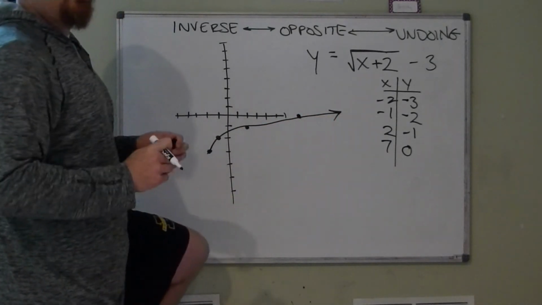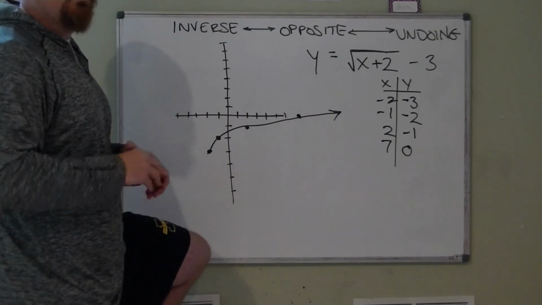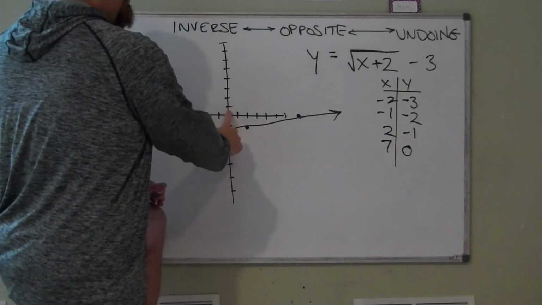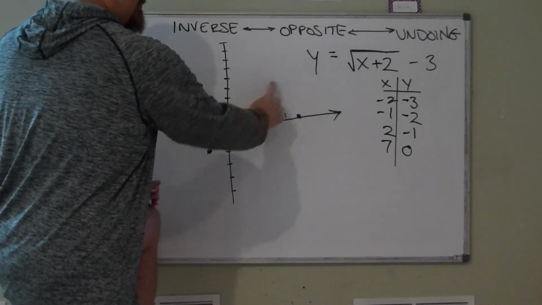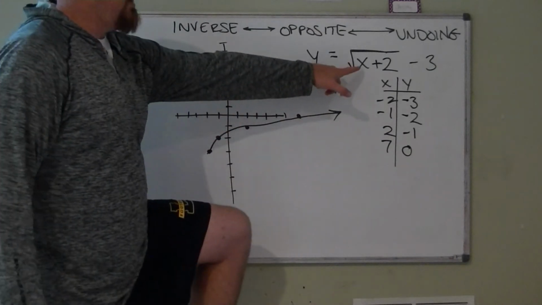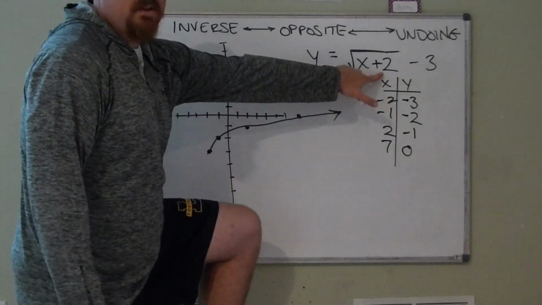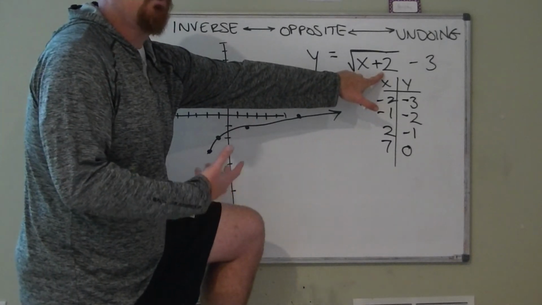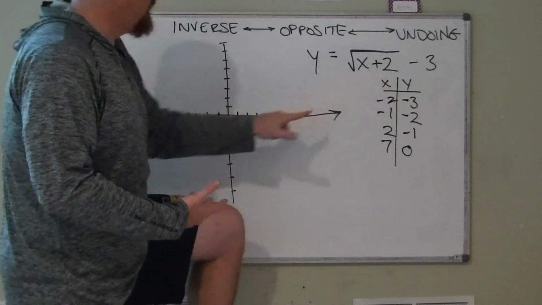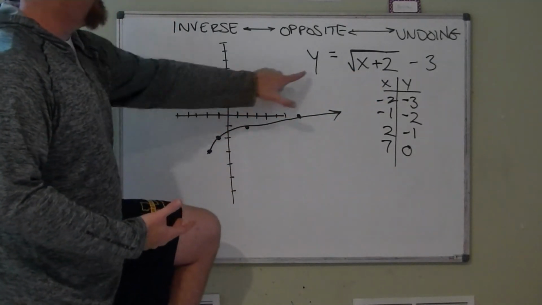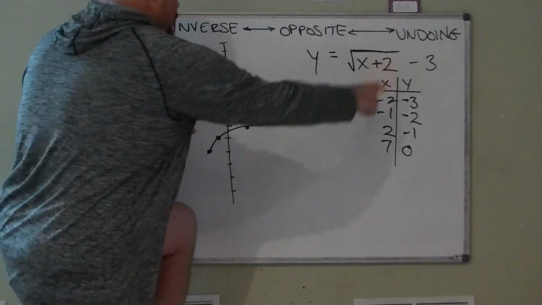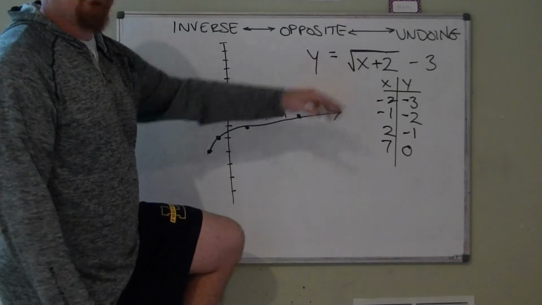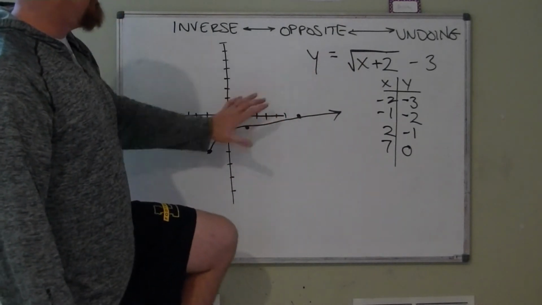I hope that makes sense based on what we remember about transformations. The basic radical function starts at the origin and climbs like this. This radical function has been shifted to the left. Remember, whatever happens inside the function, we do the opposite, and we do it horizontally. So we're moving 2 units to the left, and we're moving the initial point 3 units down to here. This follows the pattern we discussed in terms of transformations. So this is the graph of this function.